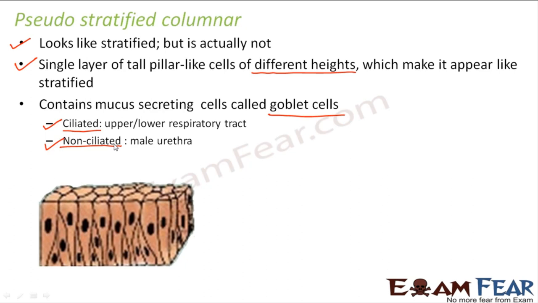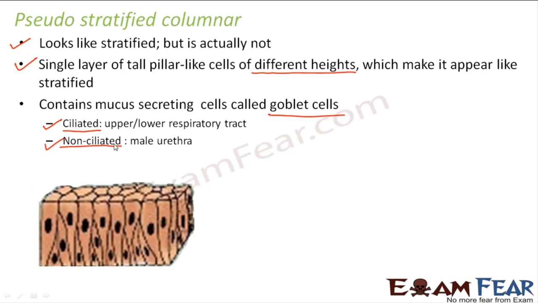The ciliated pseudostratified columnar epithelium is generally found in the upper or lower respiratory tract, because cilia play an important role in the respiratory tract. Whereas non-ciliated pseudostratified epithelium is found in the male urethra, because the male urethra is another organ which secretes mucus. When you study the male reproductive system, you see that the male urethra secretes this mucus, which again plays a very important role in reproduction, right? There, there is not much role of cilia. So the non-ciliated type is found in the male urethra, whereas the ciliated type is found in the respiratory tract.